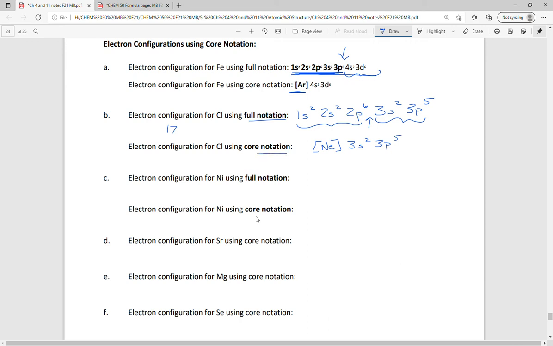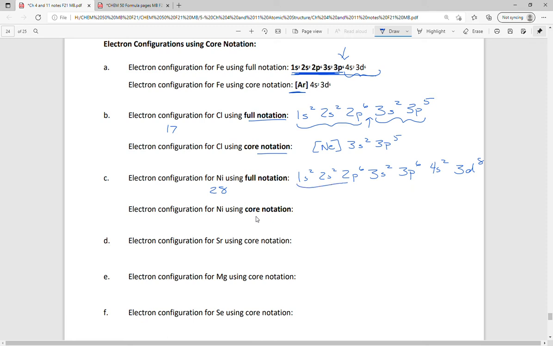This is core notation down here, where you abbreviate some of the nonsense with the closest preceding noble gas in square brackets. One more in full notation. So nickel, if I were to do that one, has 28 electrons to place. 1s2, 2s2, 2p6. That's 10 placed. 3s2, 3p6. Oh my goodness, losing the plot. 4s2 and 3d8. Pretty sure I've got 28 done there.